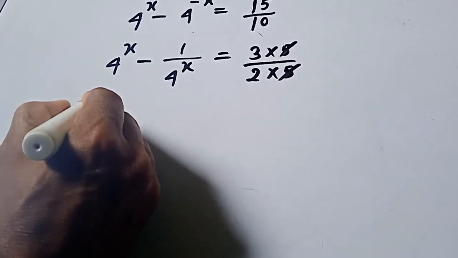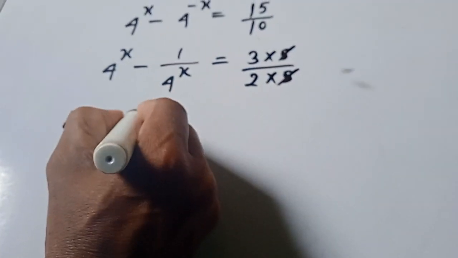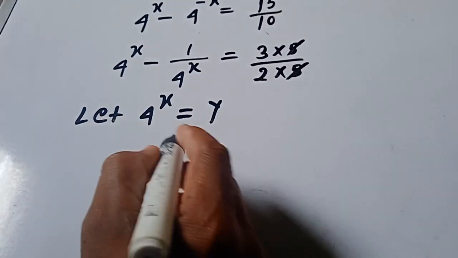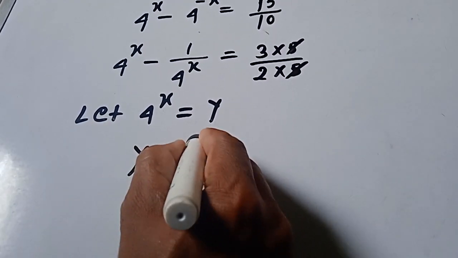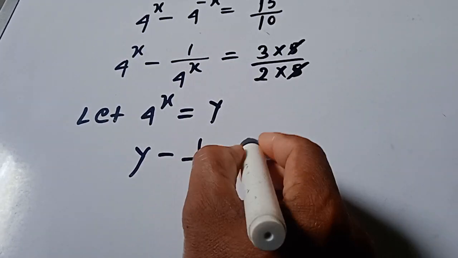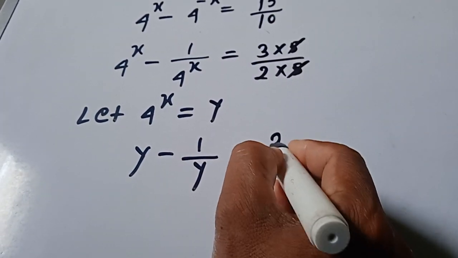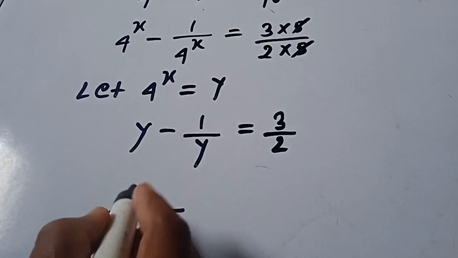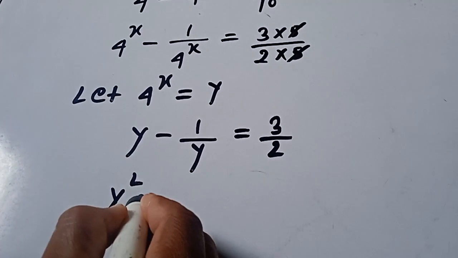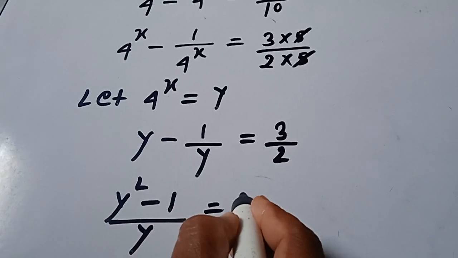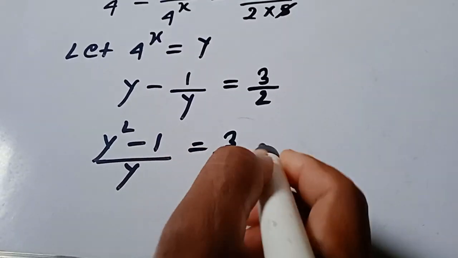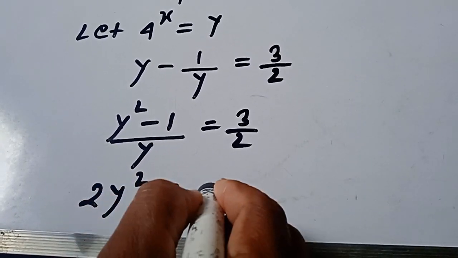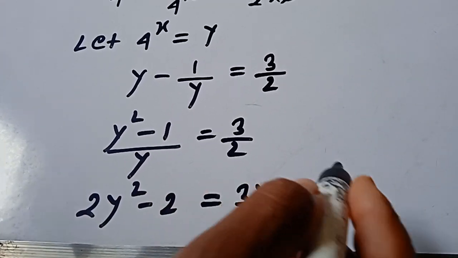Let 4^x is equal to y. Then the problem becomes y - 1/y is equal to 3/2. Here LCM y, then (y² - 1)/y is equal to 3/2. So 2y² - 2 is equal to 3y.